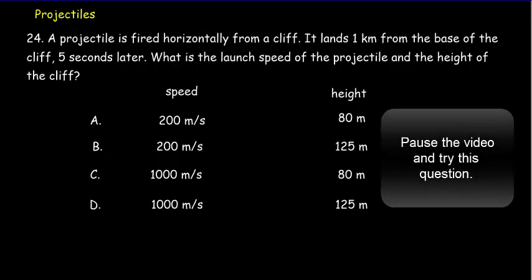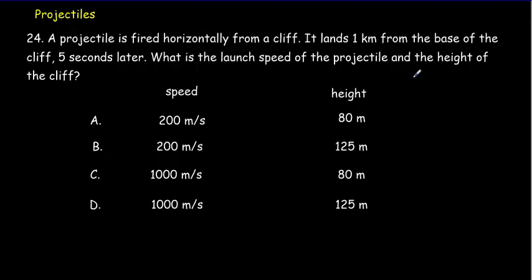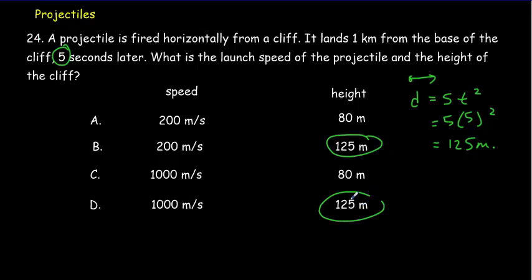Let's finish off with a couple of projectile problems. Question 24, pause the video, try the question, come back for the answer. So it's important to realize in this one that if we launch a projectile horizontally, it always falls the same vertical distance as something that was just dropped straight down. So we can take the distance fallen once again to be d equals 5t squared. And being as it's falling for 5 seconds, it should fall by 125 meters. So the answer is either going to be B or D.